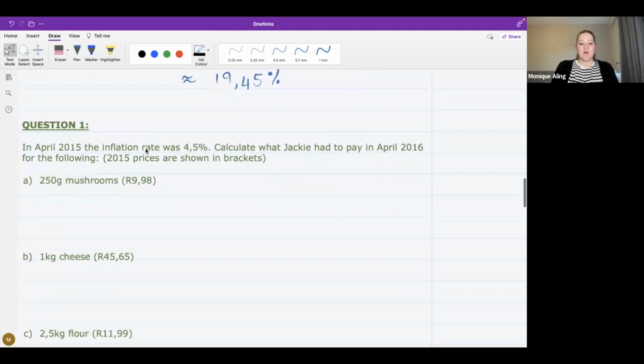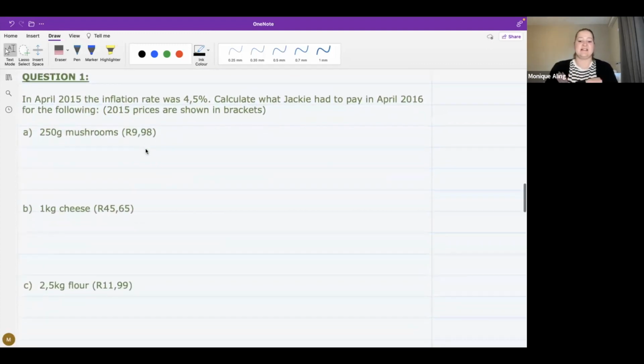Okay, question 1. In April 2015, the inflation rate was 4.5%. Calculate what Jackie had to pay in April 2016 for the following. So we've listed some items and the 2015 prices are in brackets. I'm going to ask you guys to quickly try and work out the 2016 prices after the inflation rate for A, B, and C. I'll let you know when you can release your answers on the chat.